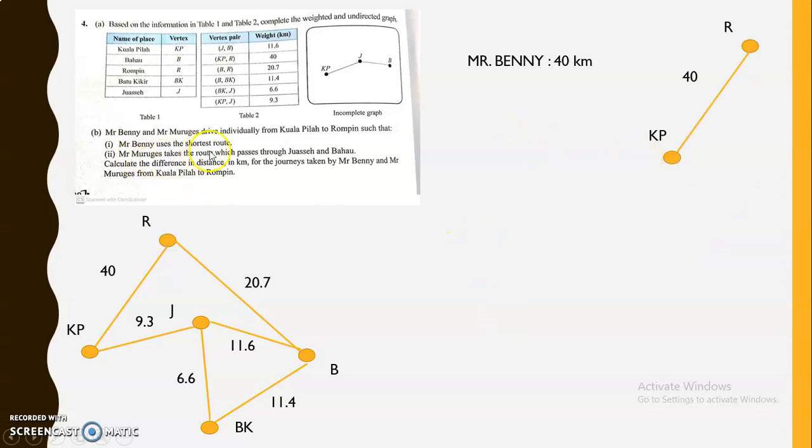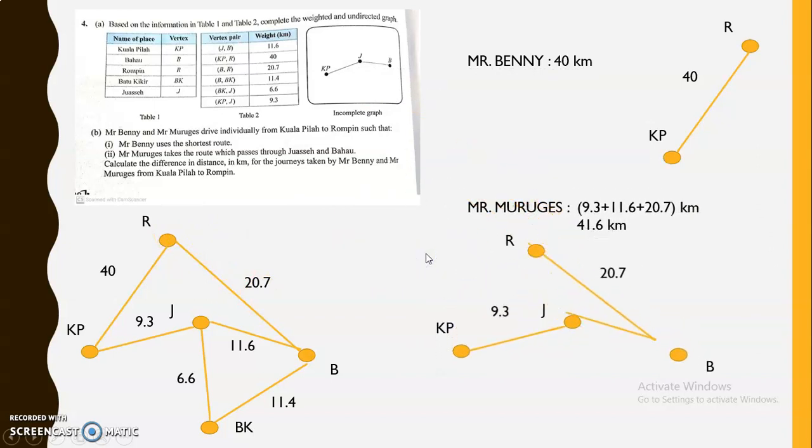Okay, Mr. Murugesh takes the route which passes through Juasseh and Bahau. So Mr. Murugesh moves from KP to Juasseh, from Juasseh to Bahau. After that, the final destination is Rompin. Okay, now Kuala Pilah to Juasseh, from Juasseh to Bahau, from Bahau to Rompin. So you add this one: 9.3 plus 11.6 plus 20.7. So your answer would be 41.6.